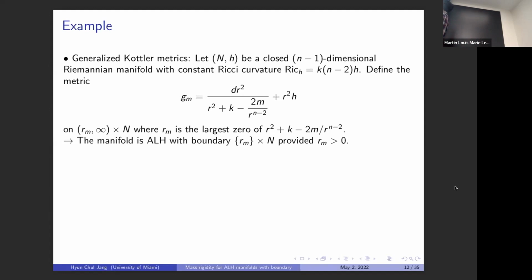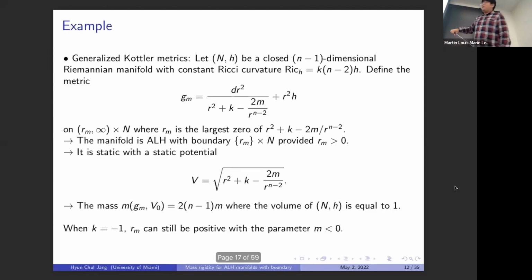This manifold is also the product manifold, the interval cross N, and r_m is the largest zero of this denominator function. So this manifold is ALH with r_m cross N as boundary, provided this r_m is greater than zero. If r_m is less than or equal to zero, then seemingly you're going to have a coordinate singularity. All right, and this turns out to be a static manifold with a static potential given by this one. And if you compute the mass of this metric, then you get this parameter m here.